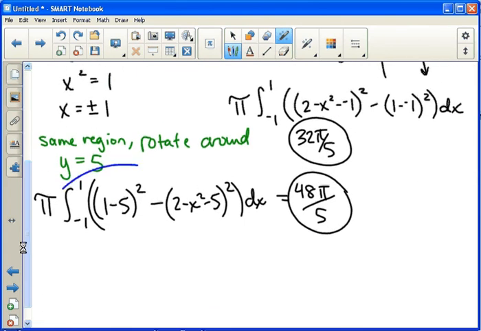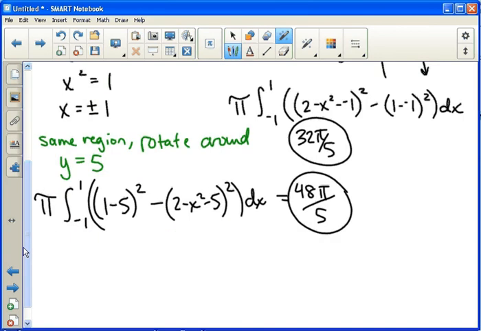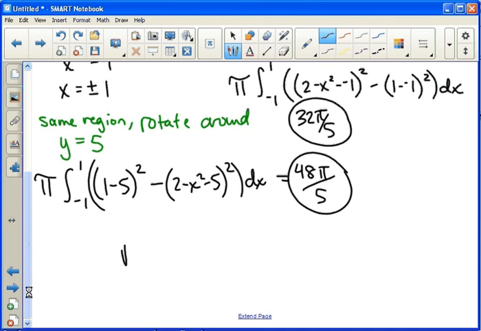Alright, good luck. The homework for that is page 428, number 15 through 18. I may also assign some AP questions from a worksheet in class as well.